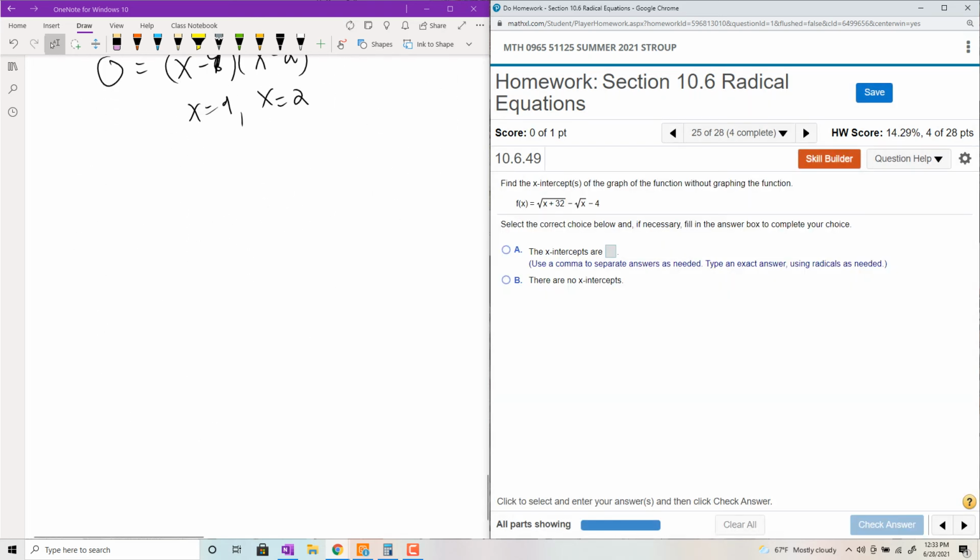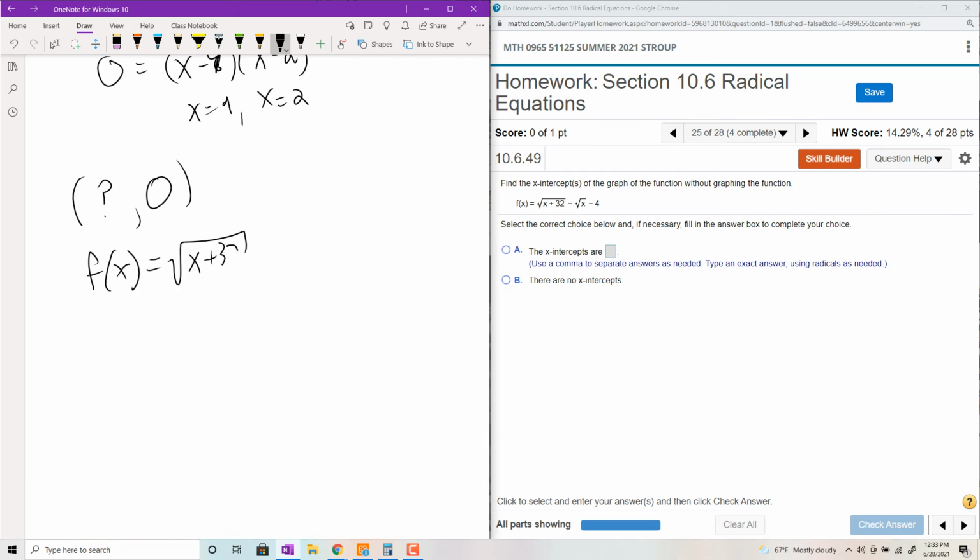Find the x-intercepts of, so the x-intercept is a number where your y-coordinate is 0. Okay, so to find the x-intercept, you just basically let the y equal 0, and then we're looking for that x value. So in the context of this problem, we have square root of x plus 32 minus square root of x minus 4. What it means here is to basically just take this 0 and plop it in for f of x. So you get 0 is the square root of x plus 32 minus the square root of x minus 4.